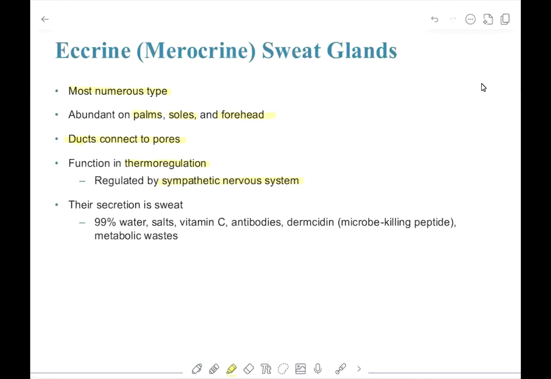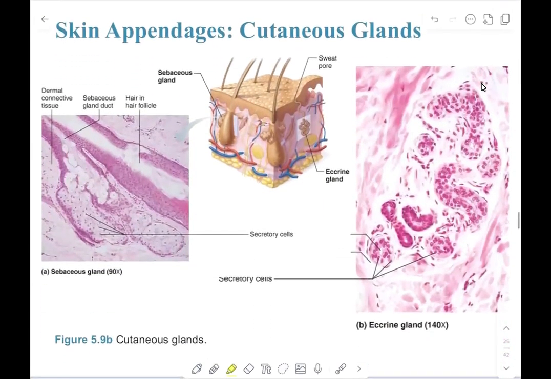Their sweat, you can easily drink it, so if it runs all the way down your forehead to your mouth, it doesn't hurt you. The sweat is mostly water. It's 99% water, has some salts in it, vitamin C, antibodies, and also something called dermcidin, which is a microbe-killing peptide, and some metabolic waste, which is one of the examples as to why the integumentary system is an excretory organ.